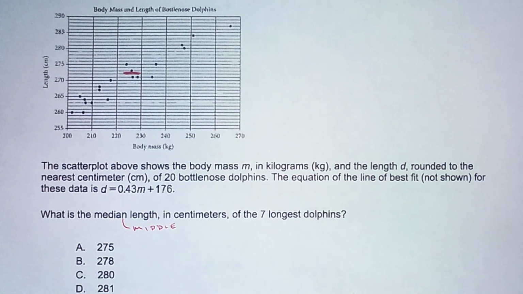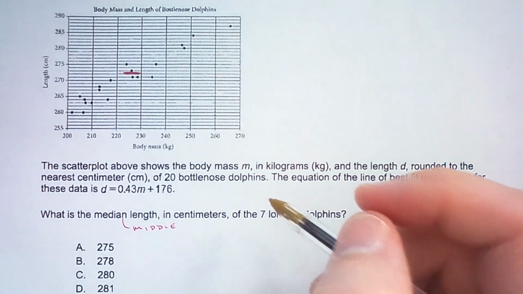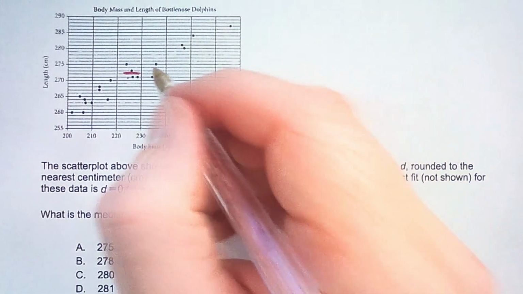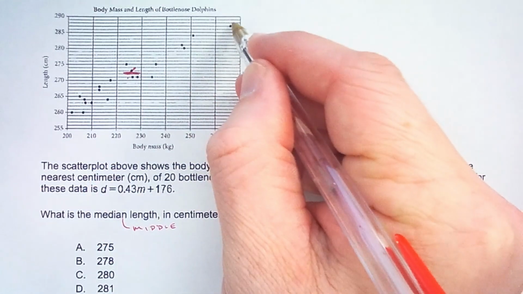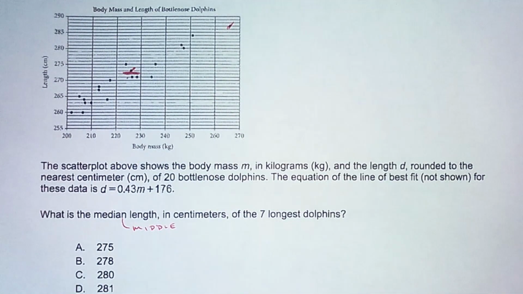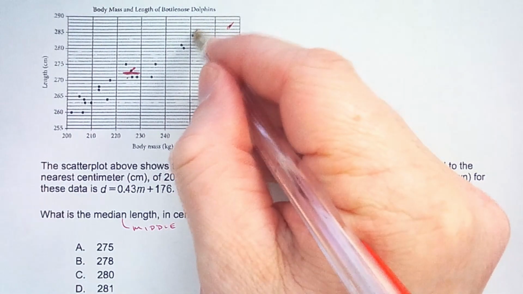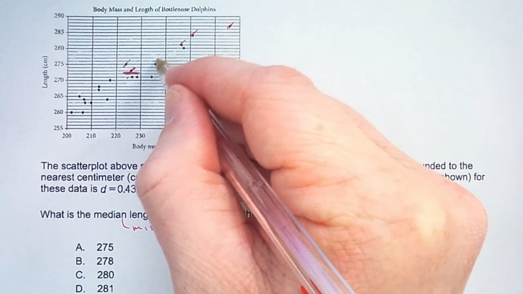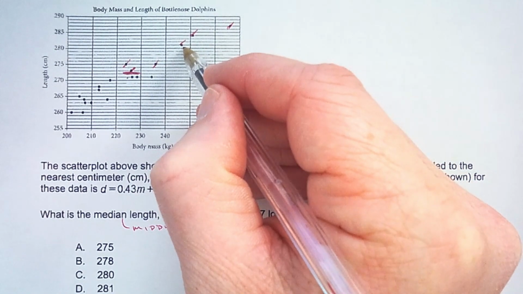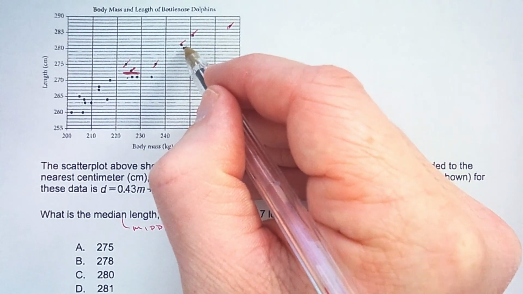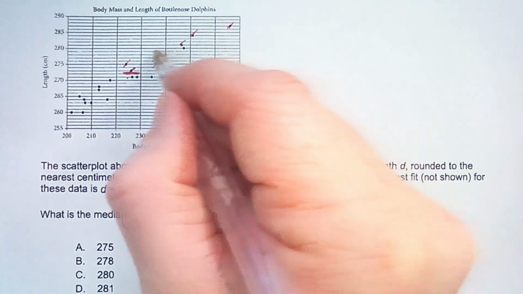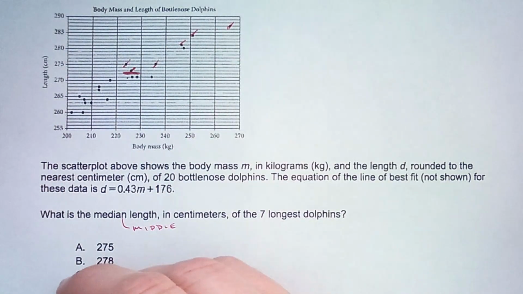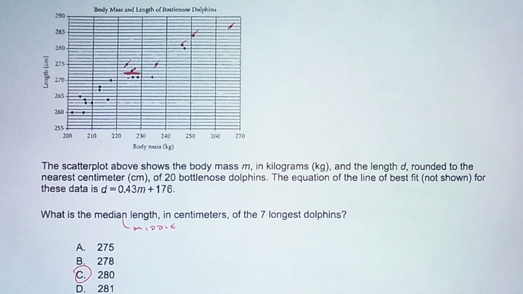Okay, so what we could actually do is just start crossing off the top and bottom and work our way toward the middle. So if I cross off the top and the bottom, okay, now I'm down to 5, and I'll cross off the next 2, and then the next 2, and my middle one is right here. Of these longest 7, my middle one is right here, and it seems to be right at 280. That is option C.